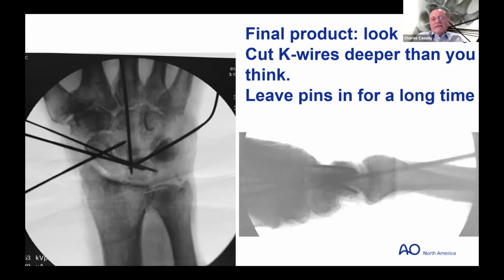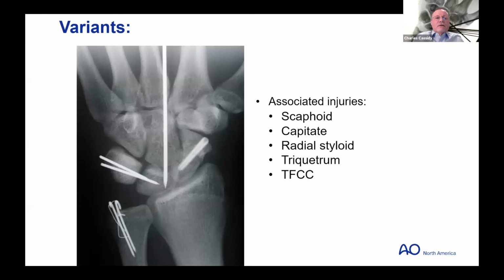I think of it as a Lisfranc injury. Don't think of it like a distal radius fracture. This takes a long time to heal. And so I say 8 to 10 weeks in a cast. I take them back to the OR to take their pins out. Remember, there are often associated injuries, as Lauren mentioned, and if you ever see a scaphoid fracture with an ulnar styloid fracture, think that this is a transscaphoid perilunate variant like this one here.